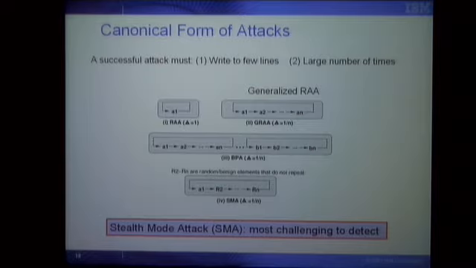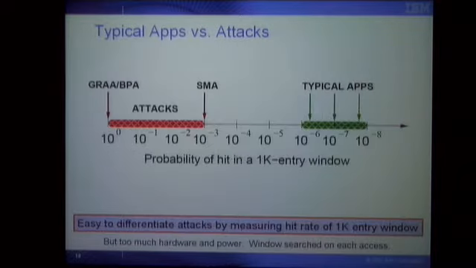You write to a few lines a large number of times, and then you just randomly write to another set of lines a large number of times. And the fourth attack is where you take an attack line, you write to it once, and then you insert enough random elements. And then you write to the attack line one more time. So essentially, in the fourth attack, a stealth mode attack, the attack line is disguised in a large number of lines. So the fourth attack is kind of difficult to detect. So we'll focus on detecting this kind of attack.